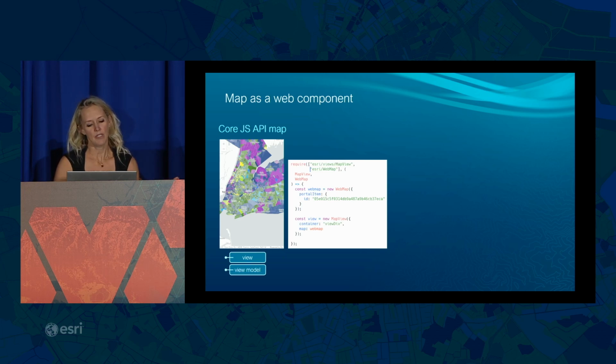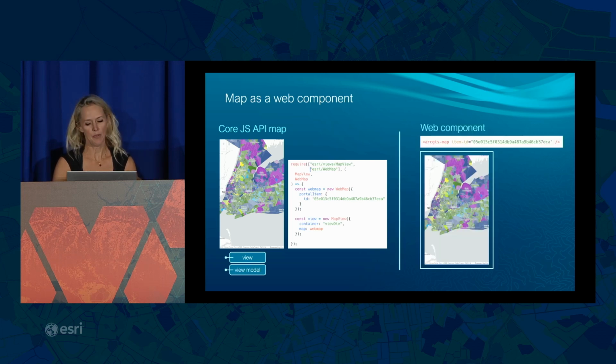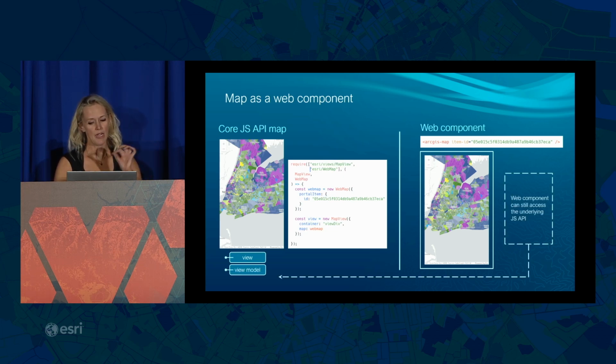What you see here on the left is the typical way of creating a map. You create a web map, or if you're not using web maps, you just create the map object, and then you create the map view, and it would look something like this. And if you're doing the web component approach, you're looking at just the markup, like that ArcGIS map tag. It's pointing to a web map ID, and the important thing to know is that you still have access to all the underlying business logic that you did before. So what that means is we're not taking away any functionality. You can still build the same application in both approaches. It's just a new way of building apps.